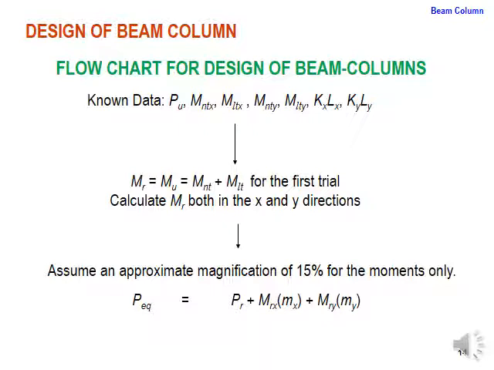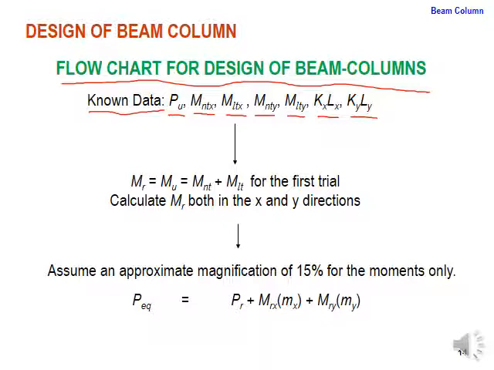The last content of today's lecture, lecture number 2, is the flow chart for the design of the beam column. In this flow chart, the very first step is the known input data. That should be Pu, which you get by the load analysis. You will get MNTX, and for the sway conditions MLTX, the moment for the sway condition for the steel frame, and MNTY and MLTY in the Y direction. Then Kx, Lx and Ky, Ly for the stiffness calculation.